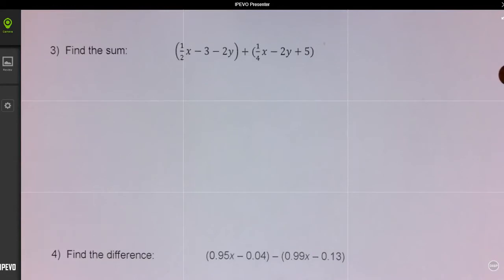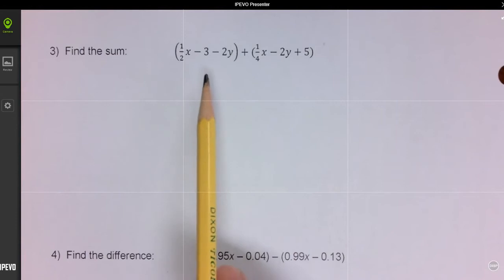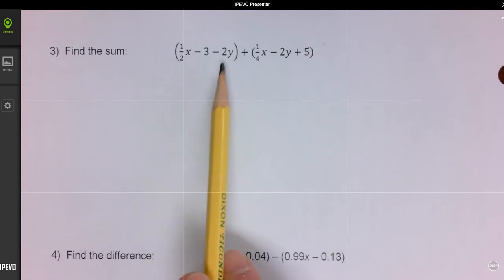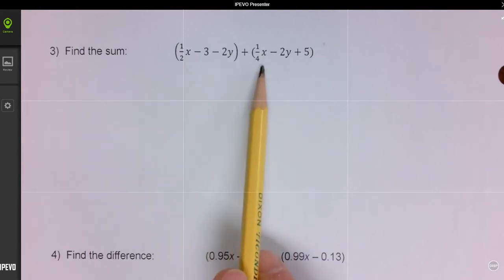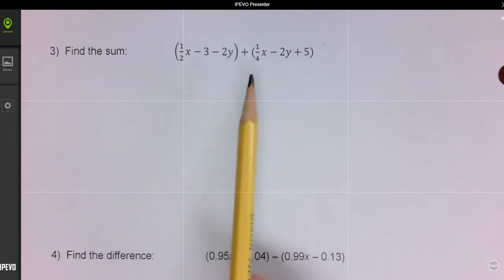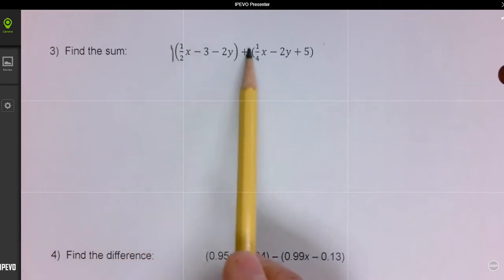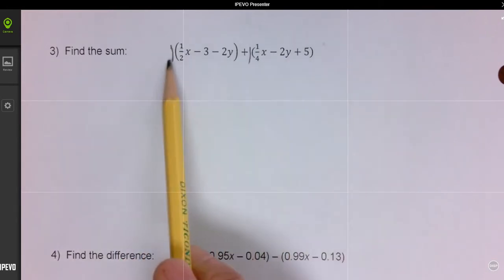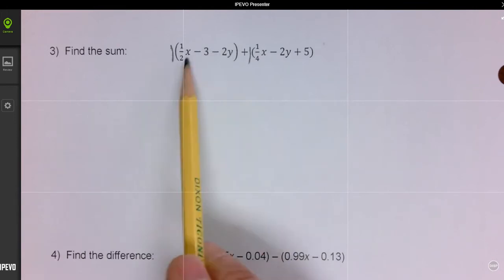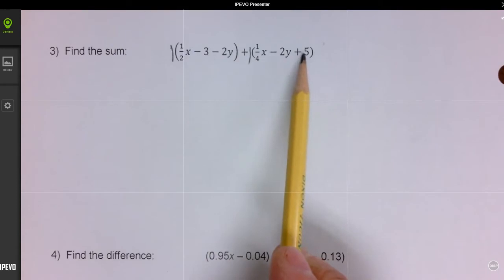In example 3, we're going to find the sum by adding these two expressions together. Okay, 1/2 x minus 3 minus 2y plus 1/4 x minus 2y plus 5. So I need to add these two expressions together. Notice the parentheses. Remember, there's a 1 in front of that, and there's a 1 in front of that. So if you distribute 1 to each of these terms, they're all going to stay the same. If you distribute 1 to these terms, they're all going to stay the same.